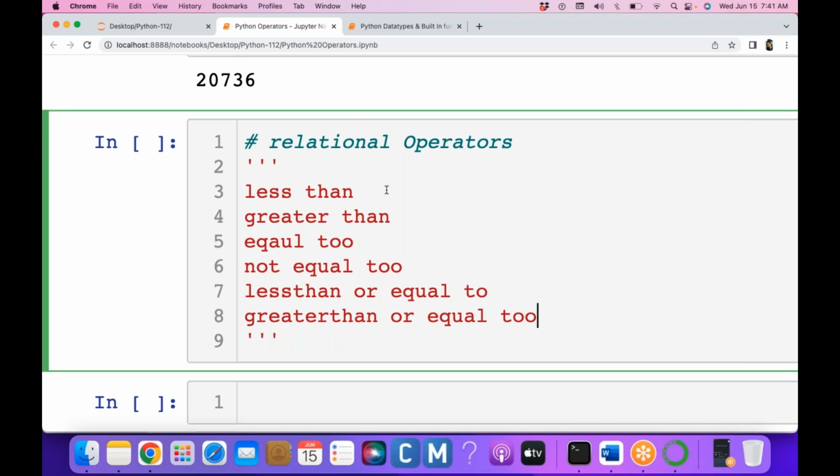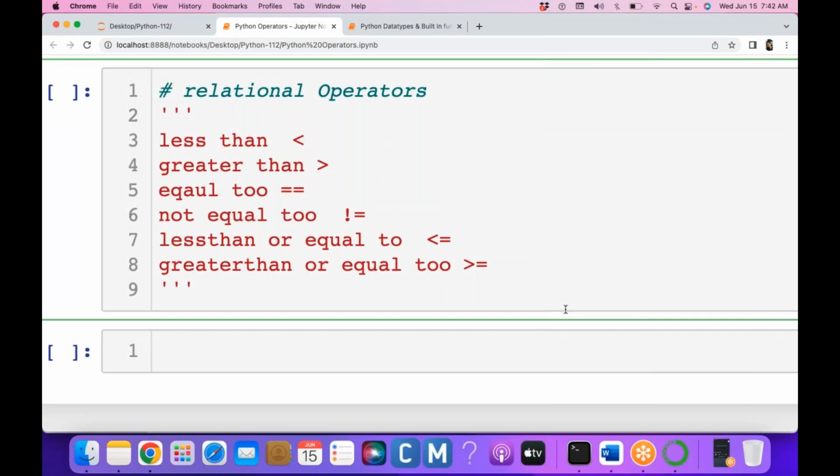For less than, we can use the less than symbol. For greater than, we can use the greater than symbol. For equal to, we can use the two equal symbols. For not equal to, exclamation and equal to symbol. For less than or equal to, we can use the less than symbol as well as the equal to symbol. For greater than or equal to, we can use the greater than symbol and the equal to symbol, right? So these are the six operators we can use for performing these kinds of operations. You just note this one. We'll go through some examples.